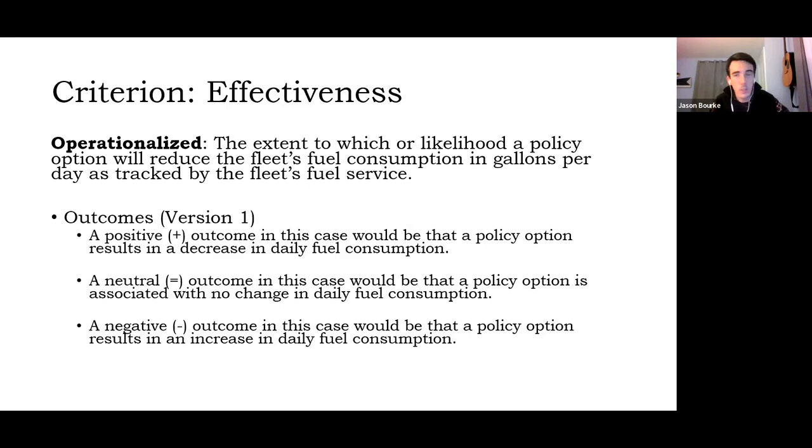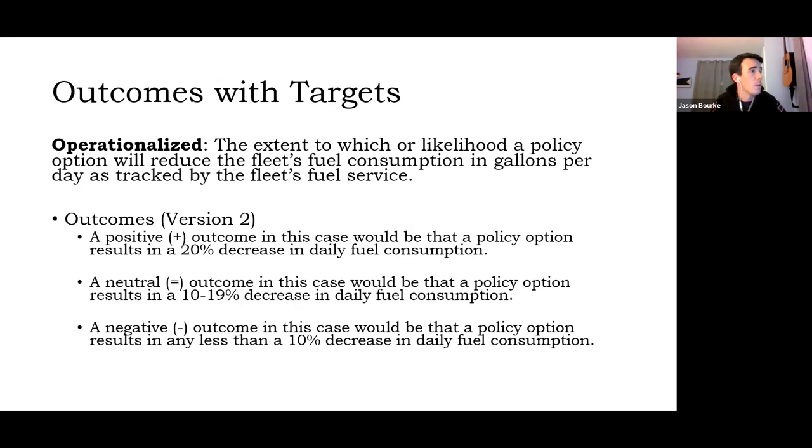So this is the simplest way to define it, and this is the way that a lot of students will do it. If you want to get fancy, right, you could set some targets. You could basically say, well, we expect there will be some reduction, but we're setting a target for that reduction, right? We're setting 20% as our goal here. And anything less than that is less than a positive condition. A neutral outcome would be 10 to 19%. And really, anything less than 10% is unacceptable, right, as a policy solution.